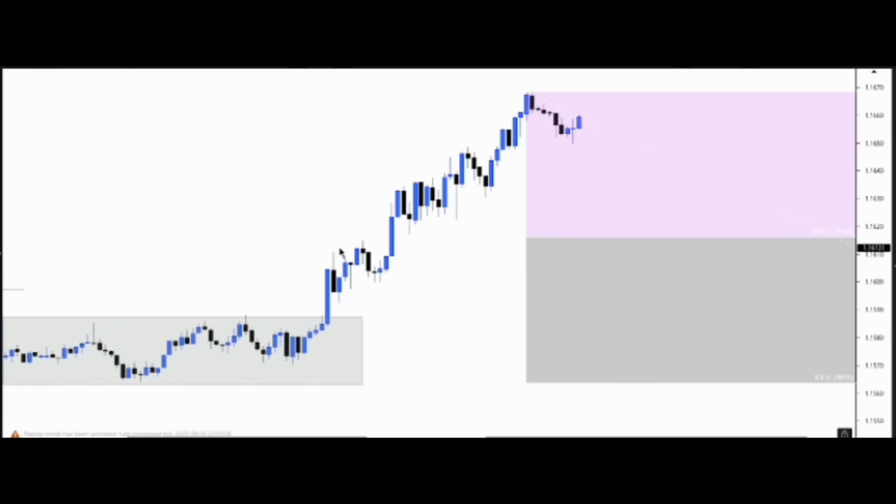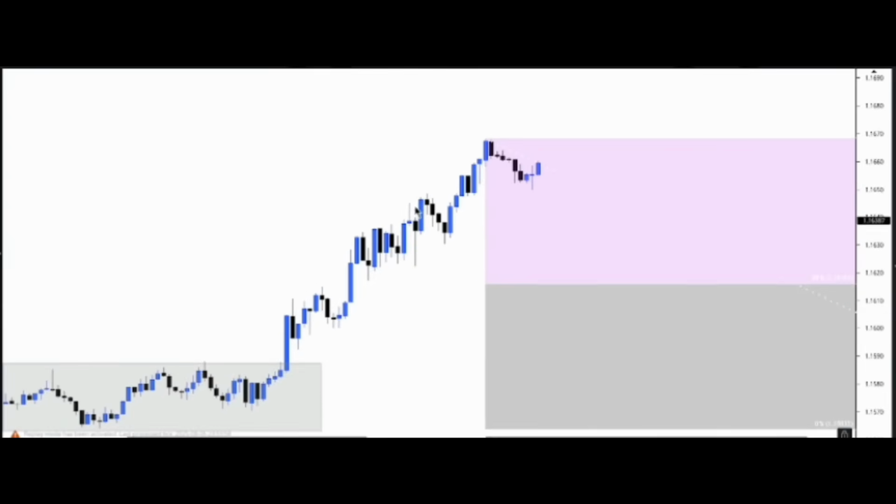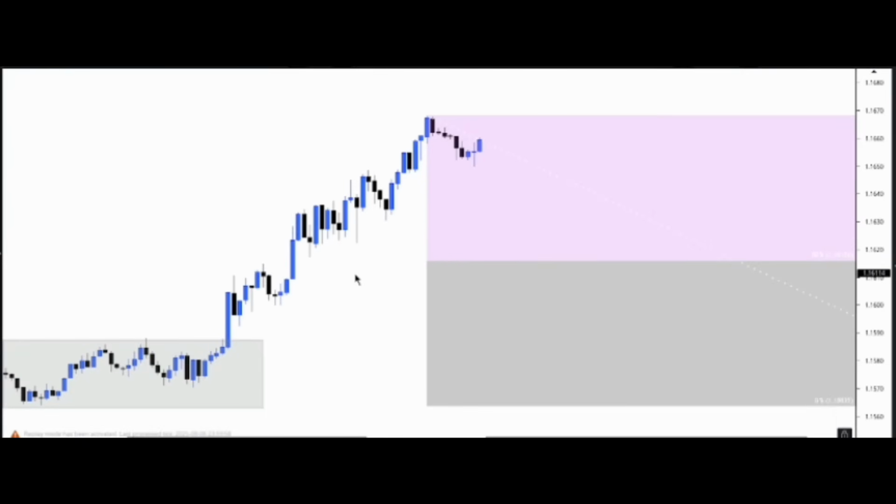There is no inducement. Look at price printed this high and pulled back, didn't take out any inducement. This high, pull back, didn't take out any inducement. Okay, this high, pull back, didn't take out any inducement, and so on. Look at it, no inducement was taken out. And therefore, because no inducement was taken out, we want to wait for inducement to be taken before we take any action. Remember, we are trading on the 7th.